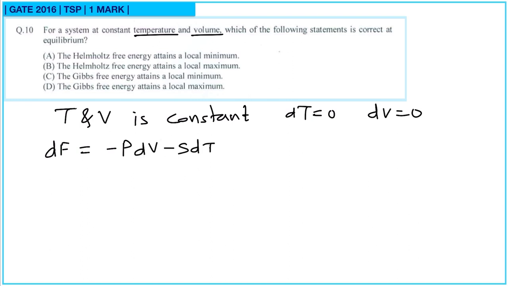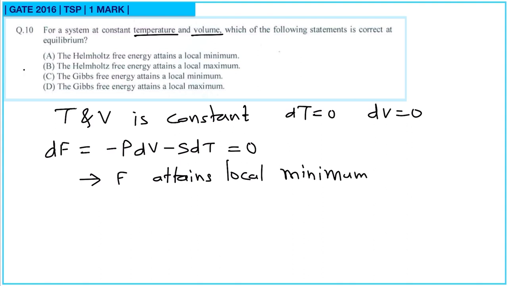But dV is equal to 0 and dT is equal to 0. So that means this will be 0. That means it attains local minimum here. That means Helmholtz free energy attains local minimum. So that means option A is correct.